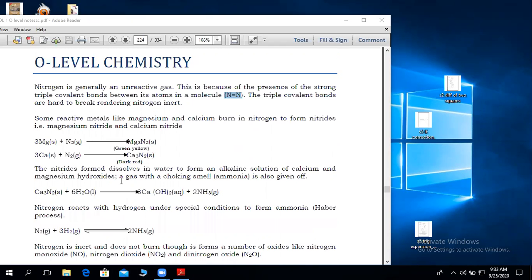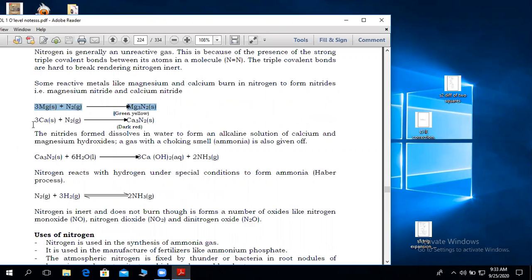So when magnesium burns in nitrogen, it forms magnesium nitride and it is a green-yellow solid. So we may ask you for the observation. Magnesium is gray. When it burns in nitrogen, it forms a green-yellow solid.